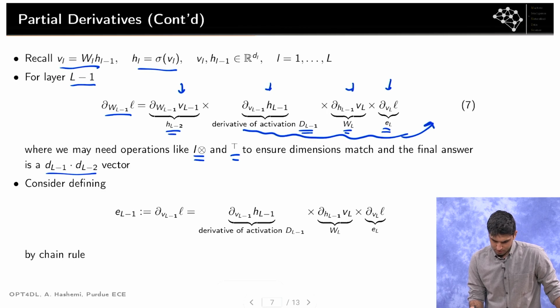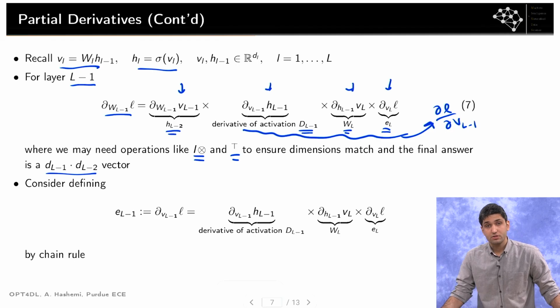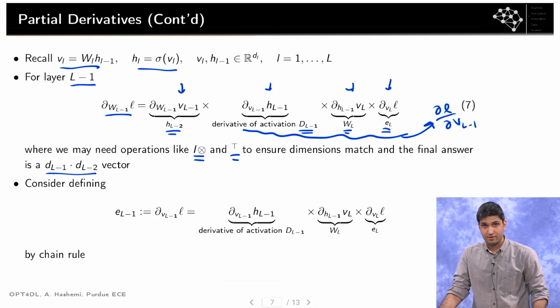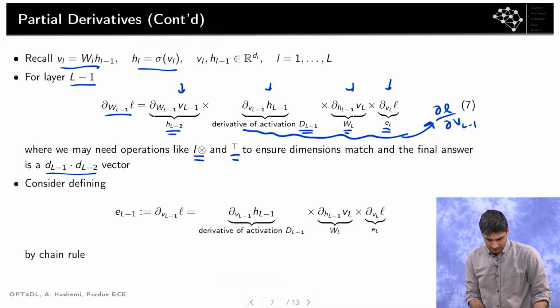Again, by chain rule, it's not difficult to see that this is going to be the partial derivative of loss with respect to the output of the L minus first layer. Now, this is the part where we identify a structure. So what's the structure? Let's go back.